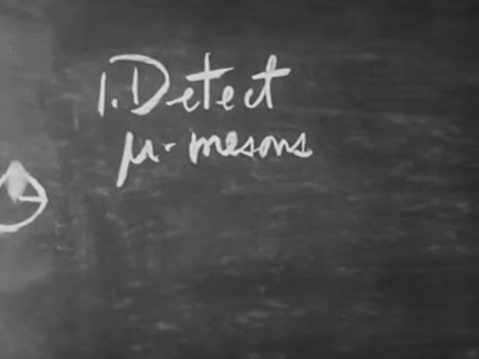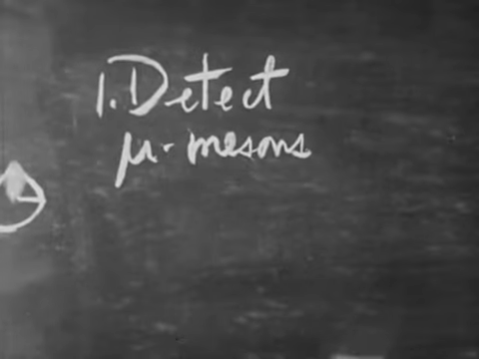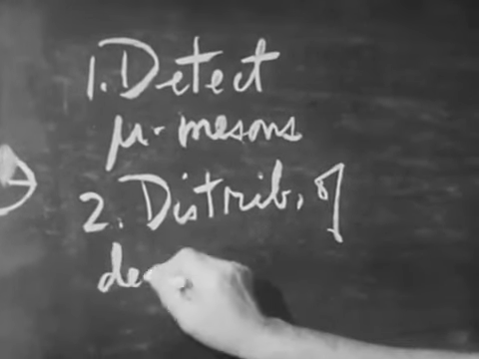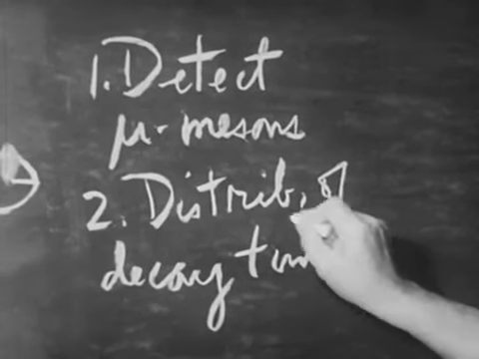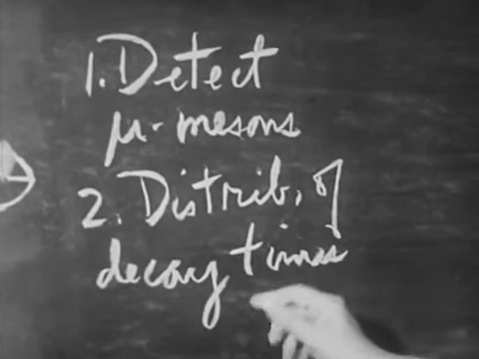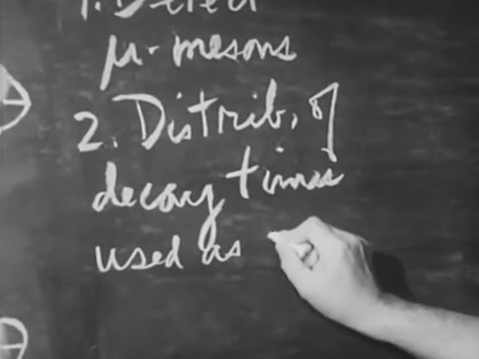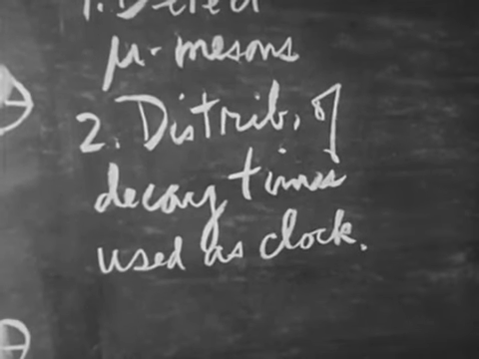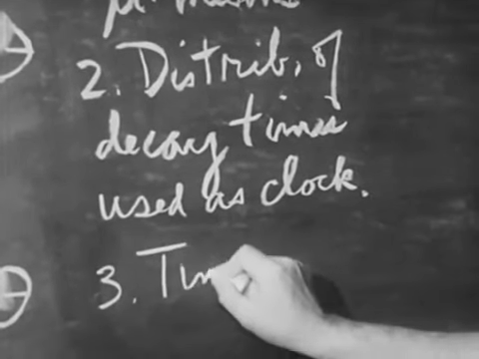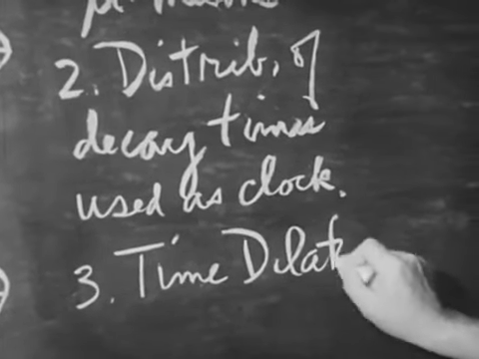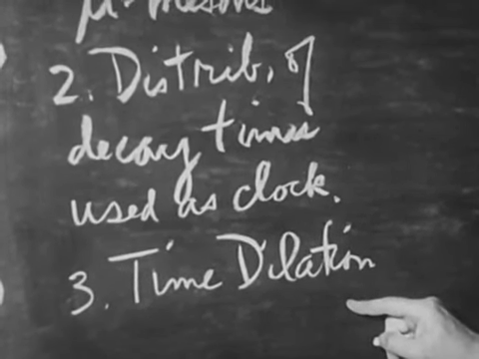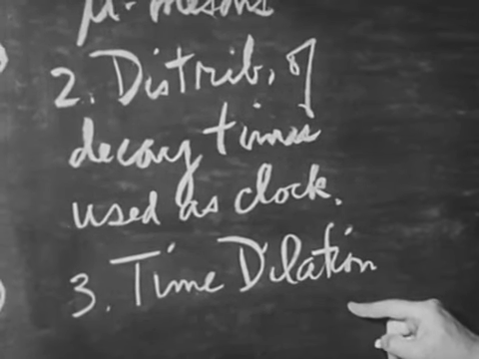Then we'll stop some of these mu-mesons to measure the distribution of their radioactive decay times. As you'll see, this will enable us to use these mesons to measure time intervals. So, distribution of decay times used as clock. Finally, we'll use these meson decay clocks to measure time dilation. We'll compare two measurements of a time interval, the measurement by mesons going at high speeds with respect to us, and the measurement by mesons at rest with respect to us.